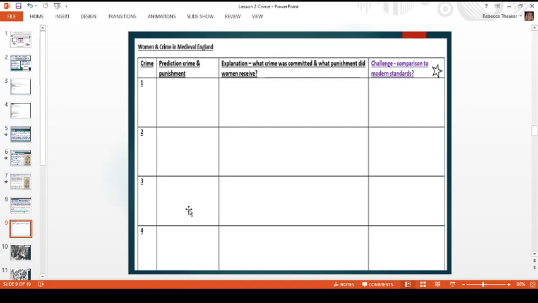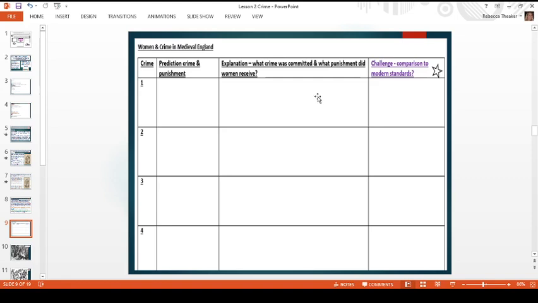Then once we've guessed for all 4, I'll go back up to the top and give you the information explaining what crime was committed and what punishment this woman received, for you to then record the correct information in here and get a little bit more extra detail.